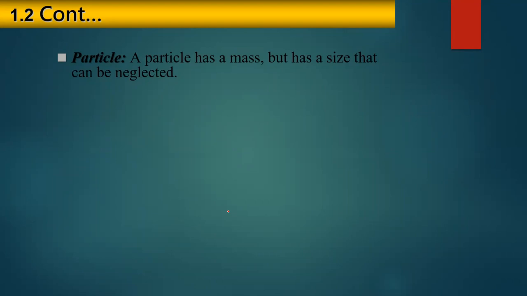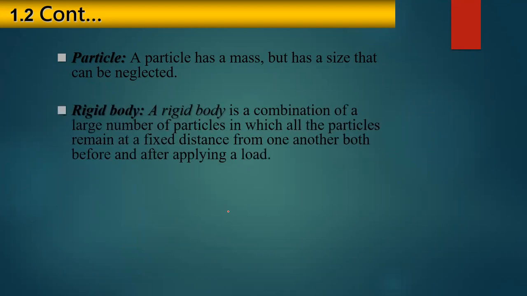But if the dimensions are not given, then you neglect the size, you just get the mass, its mass. Yeah. Then you also have a rigid body. So what is a rigid body? A rigid body is a combination of a large number of particles in which all particles remain at a fixed distance from the other, both before and after applying the load.